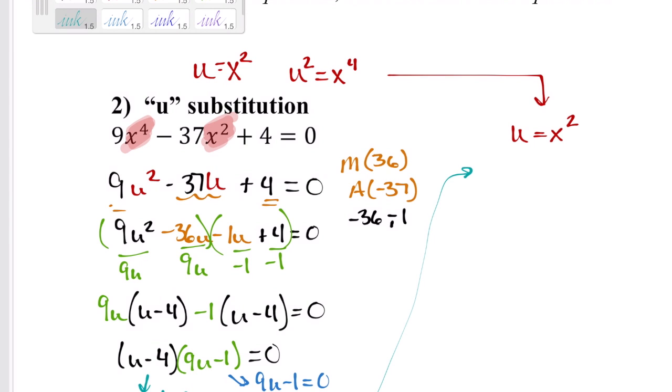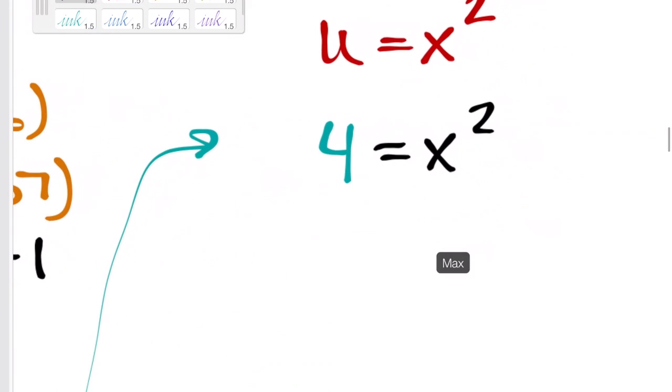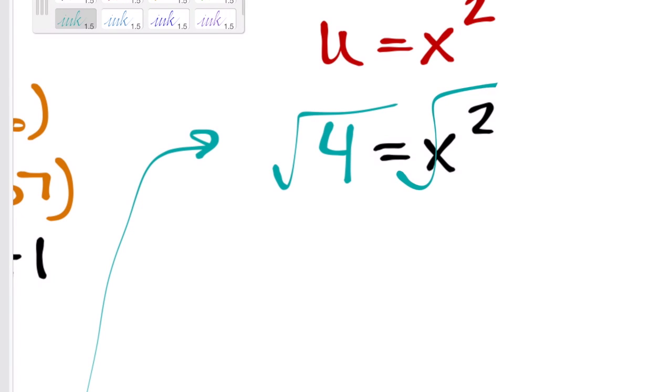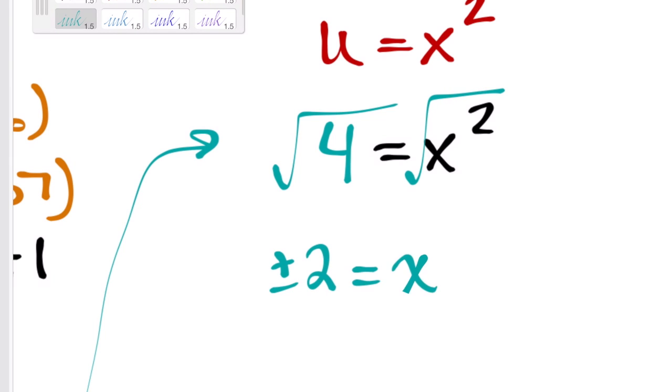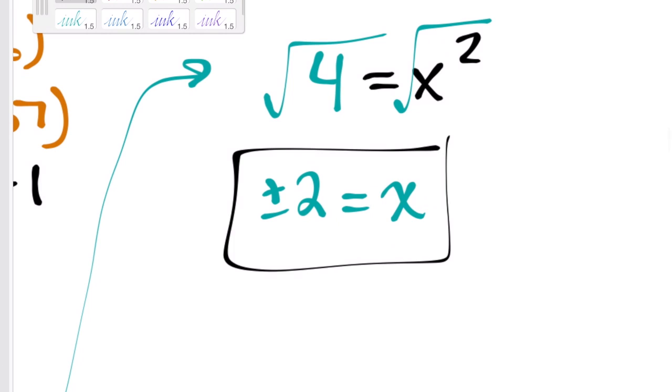So I'm going to start with my 4. Instead of u, we said u is equal to 4, so we can exchange that. So 4 is equal to x squared. I'm going to take the square root to get just my x, and I would end up with plus minus 2 is equal to x. So I've got two solutions there. I'm now going to replace with the 1/9.